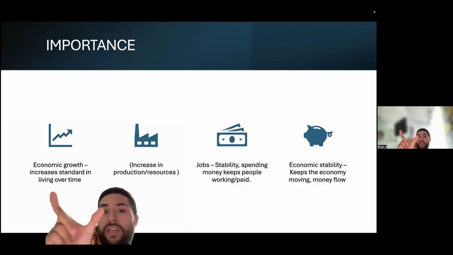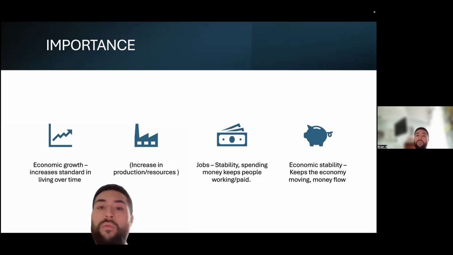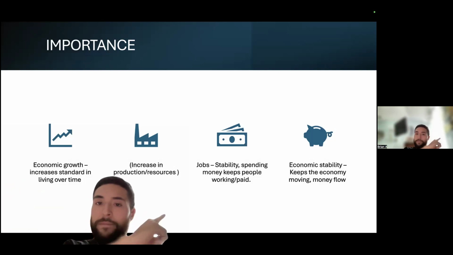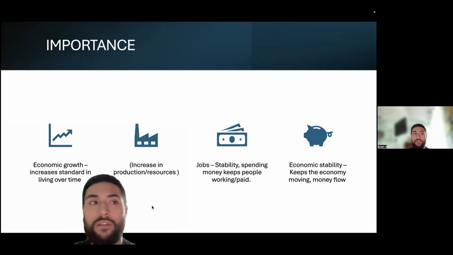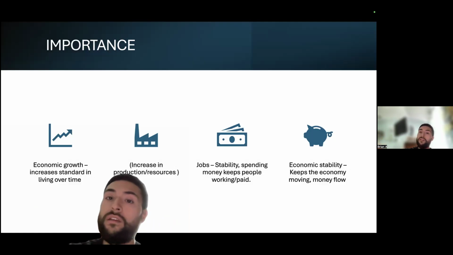Now that kind of goes hand in hand with the second one, increase in production and resources. When you have more money, you have more ability to buy land, labor, capital. You have more ability to buy more resources. Number three, you got jobs. When you're spending money, people are working. So spending money promotes job stability. Spending money keeps people working and paid.